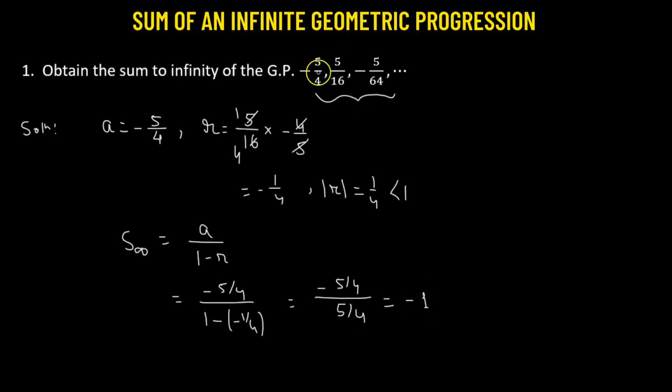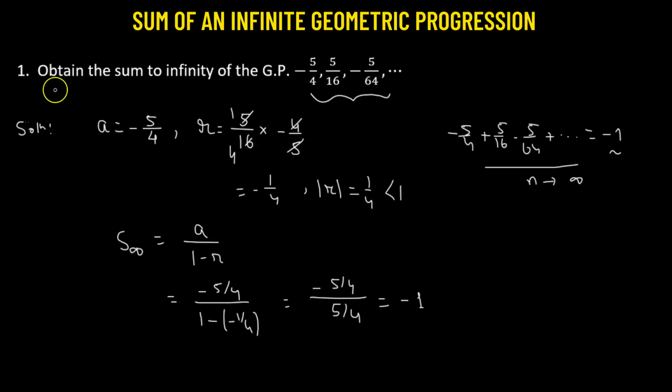So that means if we add this geometric progression, -5/4 plus 5/16 minus 5/64, then it all sums up to a value of -1 if we consider a very huge number of terms, such a huge number that n almost tends to infinity. So it converges to a value of -1. So let's try out another problem.